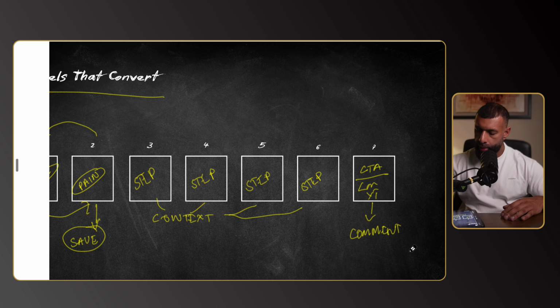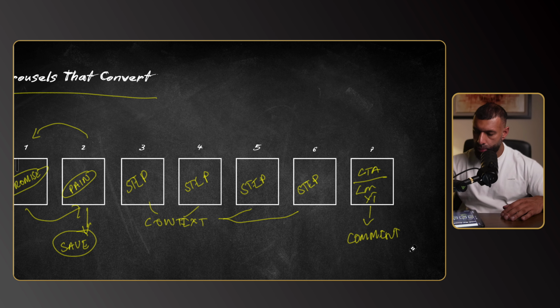Now remember, people who save and people who comment are at different stages in a buying cycle. People who save are willing to DIY, do it themselves. People who comment are willing to get help to have it done with them, done with you, okay?